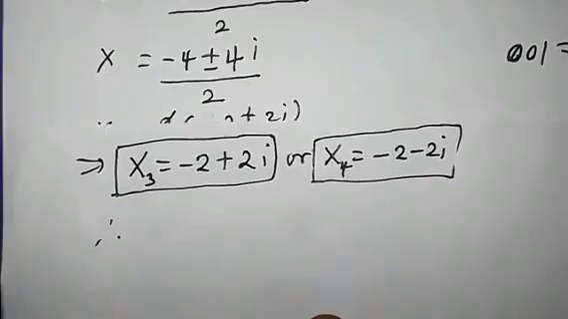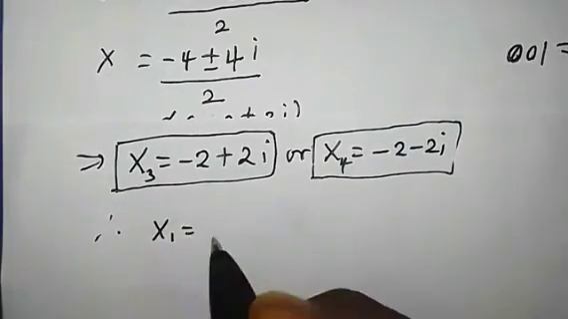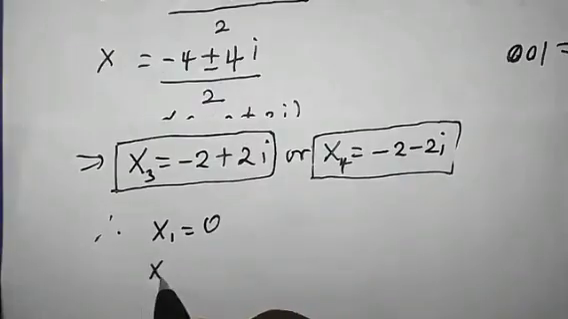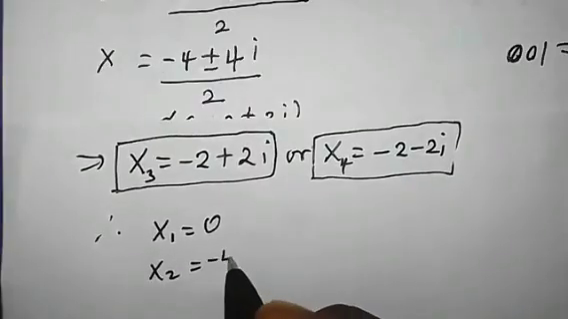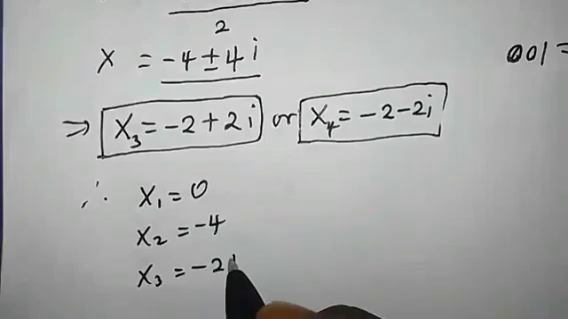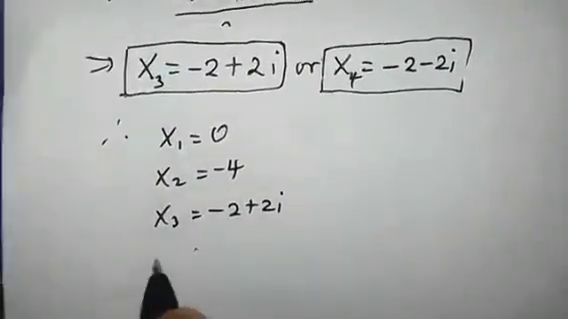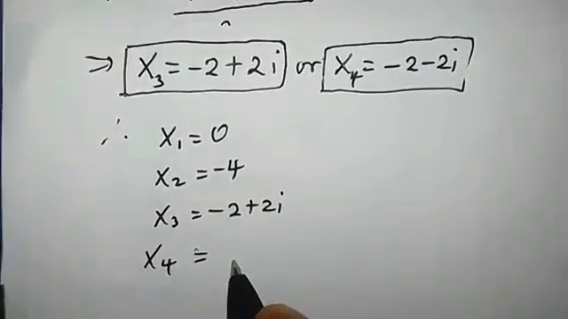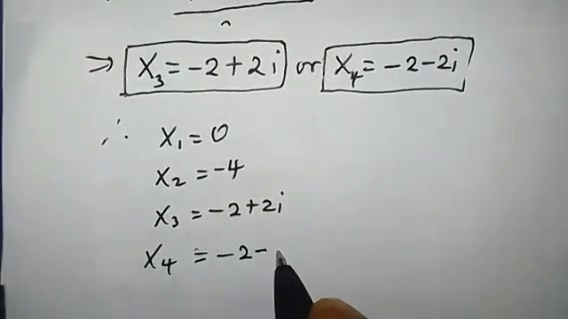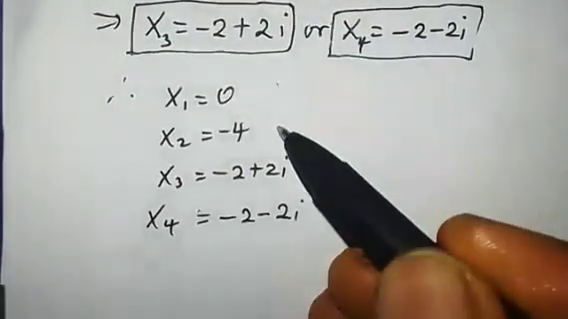Therefore, all the solutions that we have for this algebraic equation: the first one, x1 is equal to 0, x2 is equal to negative 4, x3 is equal to minus 2 plus 2i, and last but not least, x4 is equal to minus 2 minus 2i. Let us verify at least these first two solutions.